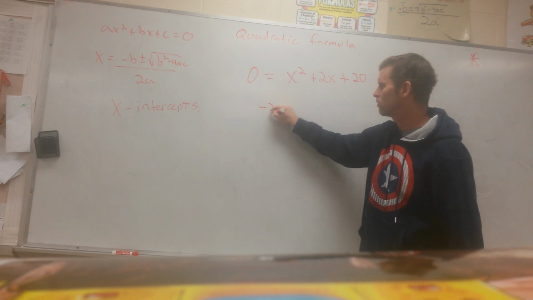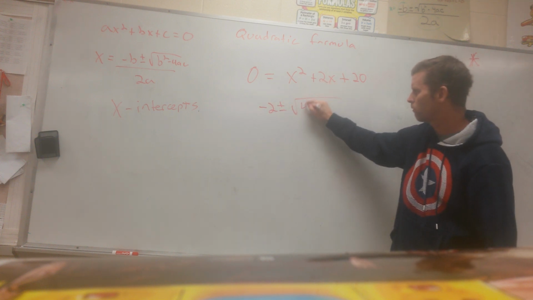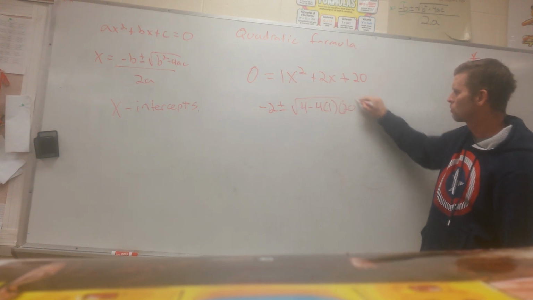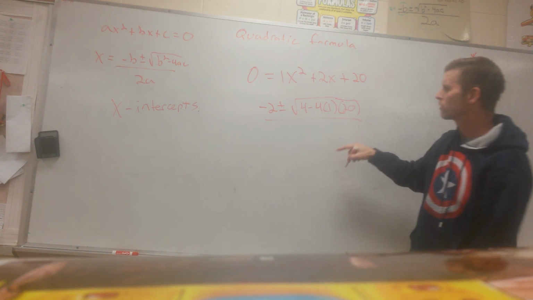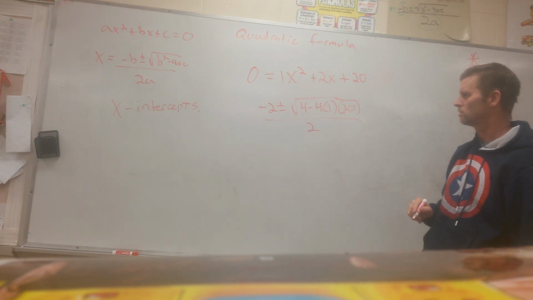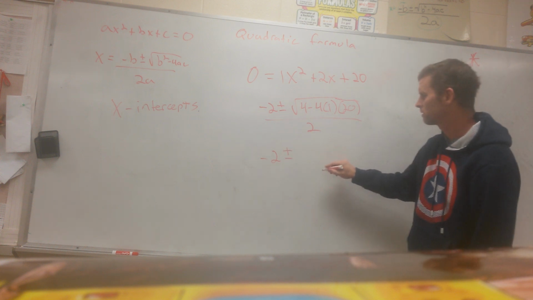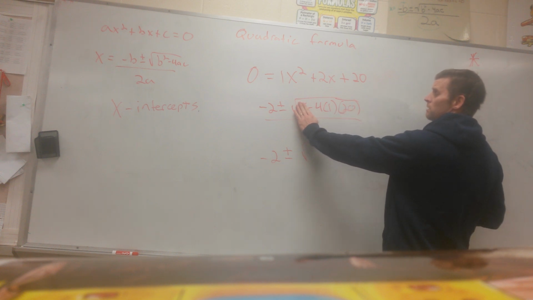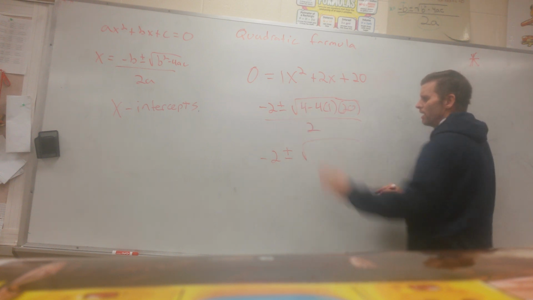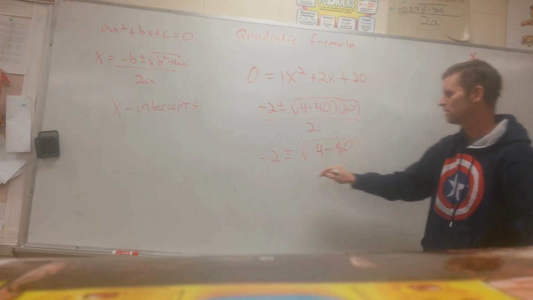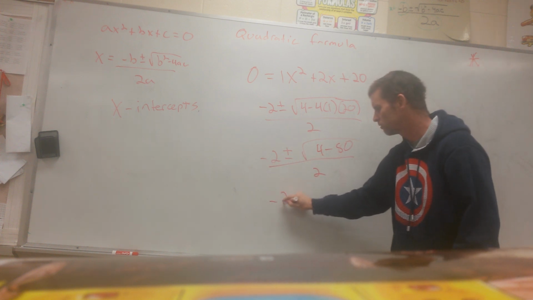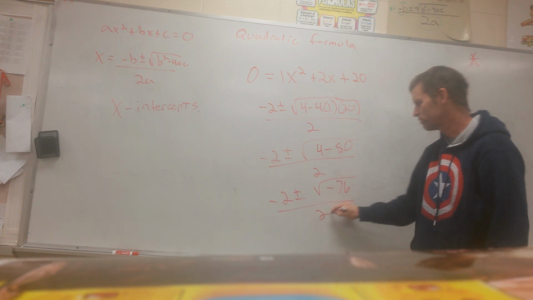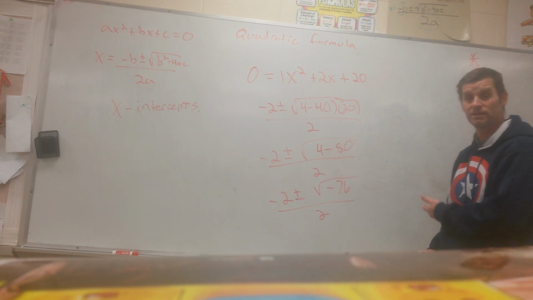Negative b, negative 2 plus or minus square root b squared, 4, minus 4 times a is 1 times c is 20 all over 2a. 2 times 1 is 2. All right, negative 2 plus or minus square root. Ready? Cover it up. Negative 4 times 1 is negative 4 times 20 is negative 80. So it's 4 minus 80 all over 2. Negative 2 plus or minus the square root of negative 76 all over 2? What? Okay, here's the deal.